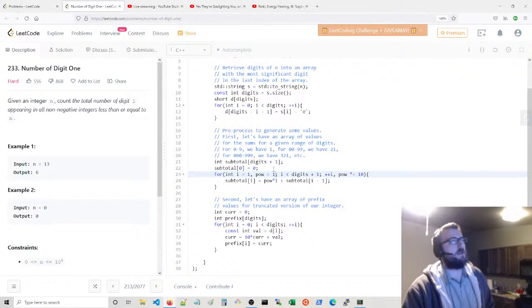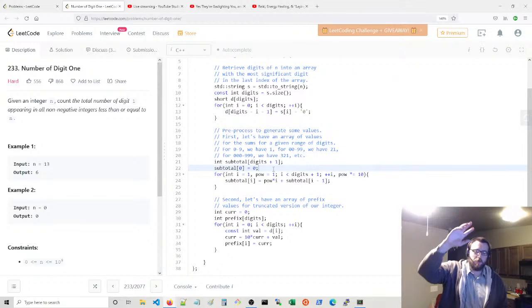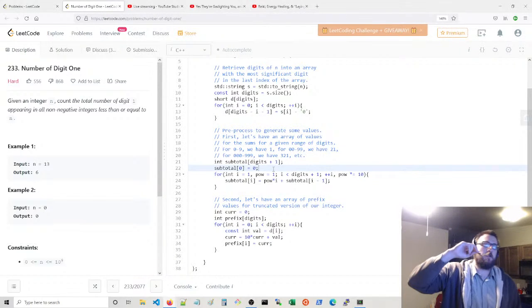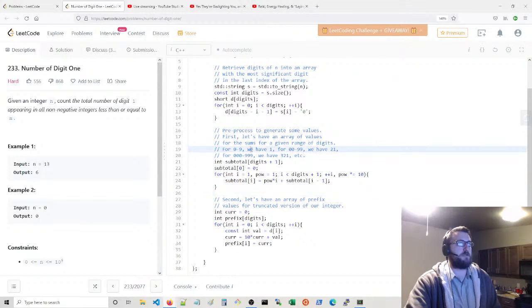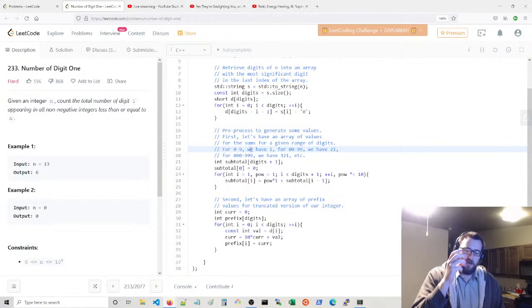So first we have a way to represent each of these ranges of numbers. Next we have a prefix that we can add when we're considering 1. And now I think we just need to calculate, just go digit by digit from the most significant digit and multiply the subtotal times the digit value. If the digit value is greater than 1, we're going to add another power of 10 based off of the digit position.